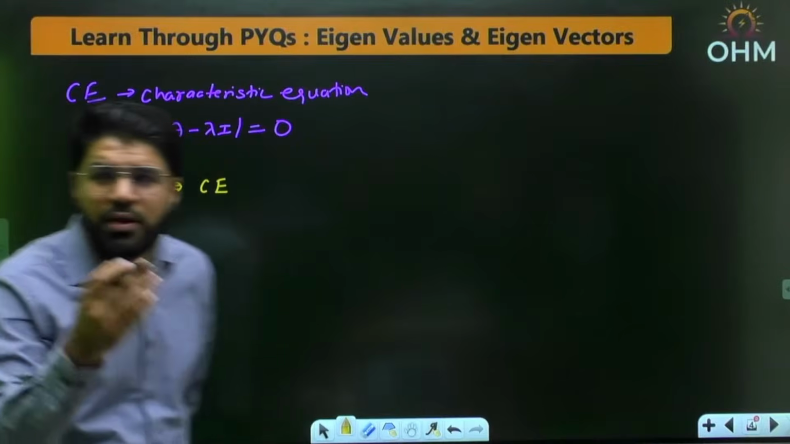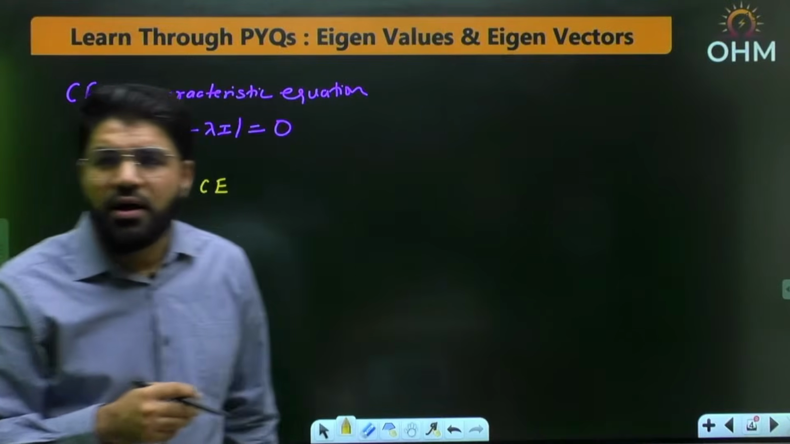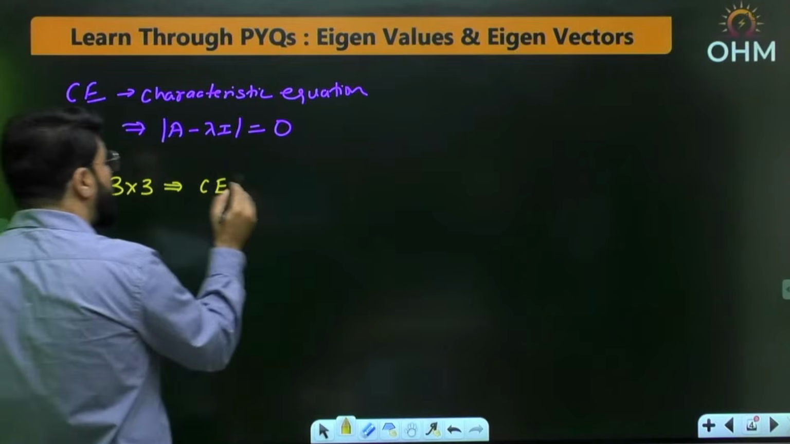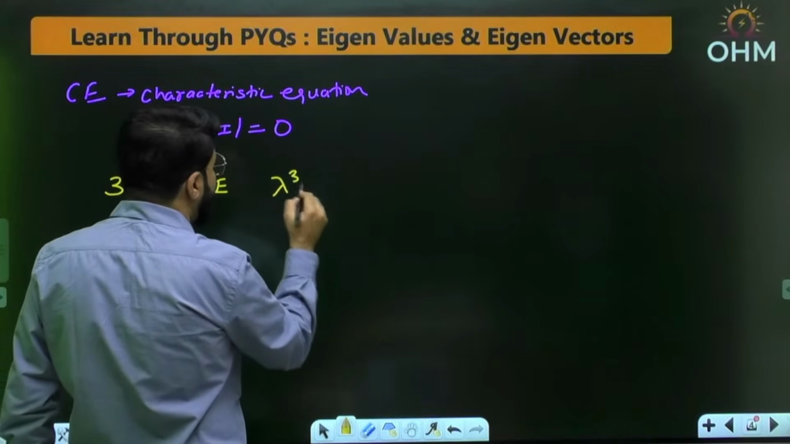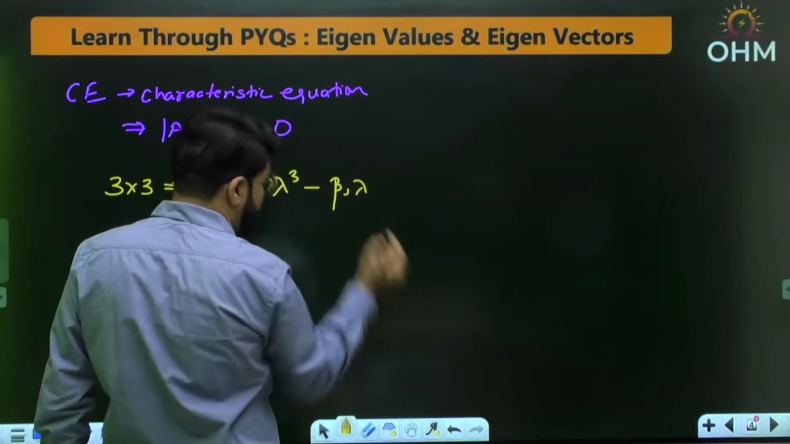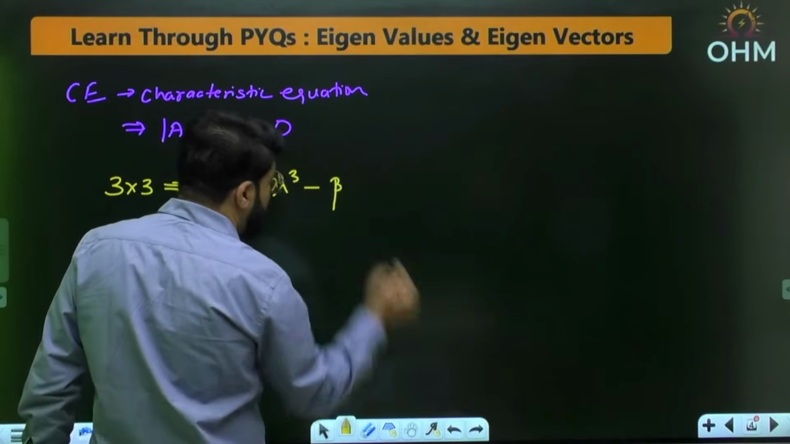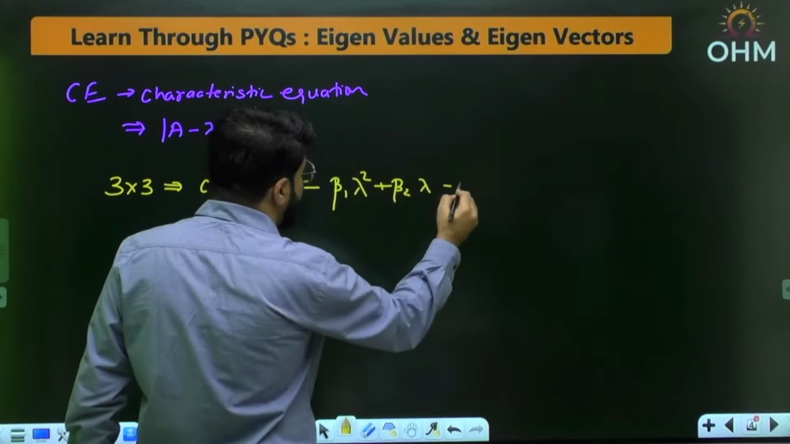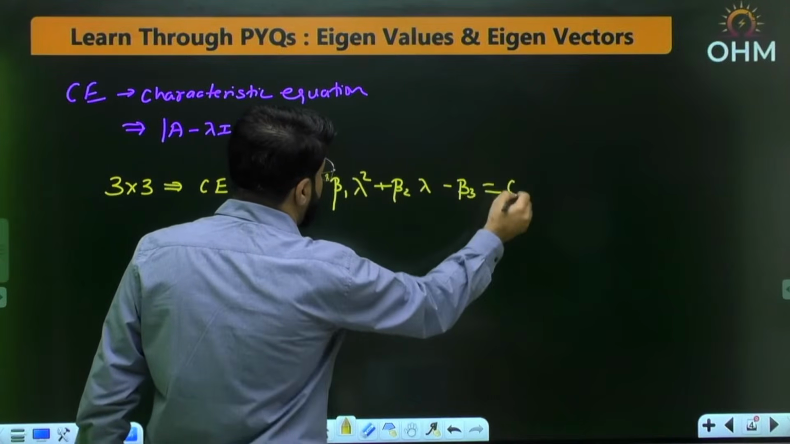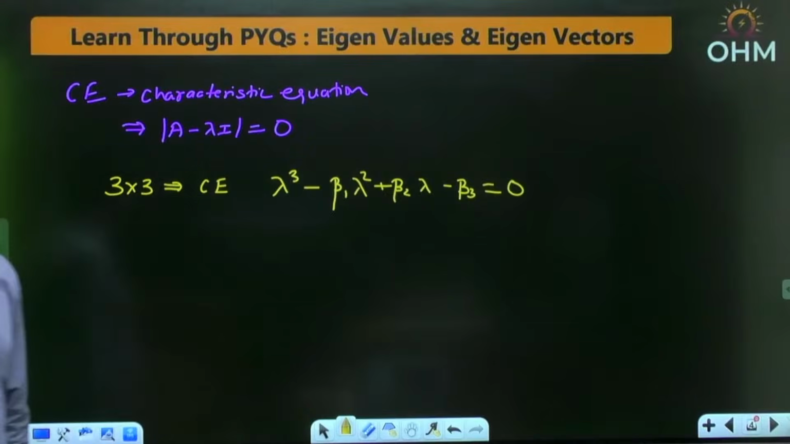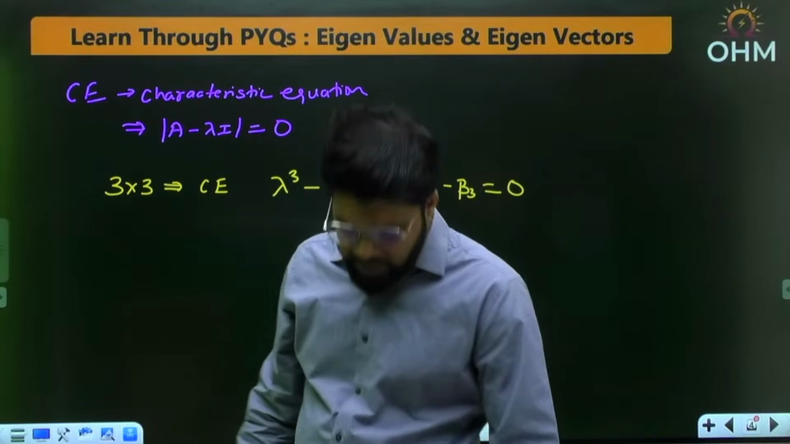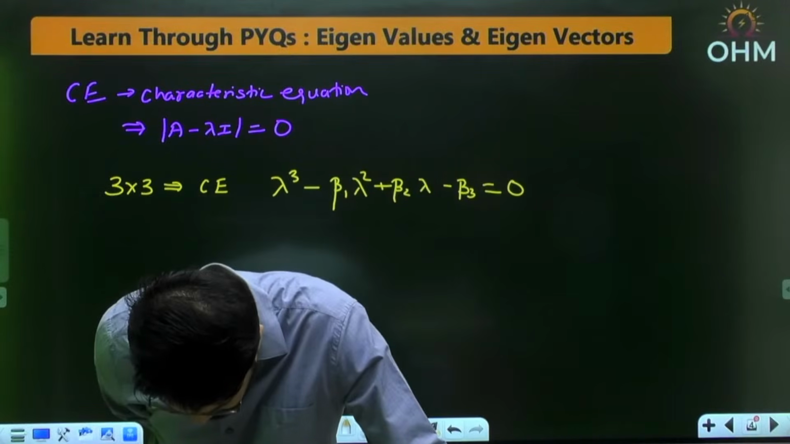Bhanu says option A, and Viraya also says option A, correct. So the 3 cross 3 characteristic equation you can write down as lambda cube minus beta 1 lambda square plus beta 2 lambda minus beta 3 equal to 0. This is a very important shortcut. Later, when I take you towards the Cayley-Hamilton theorem, this direct characteristic equation shortcut will also help you.